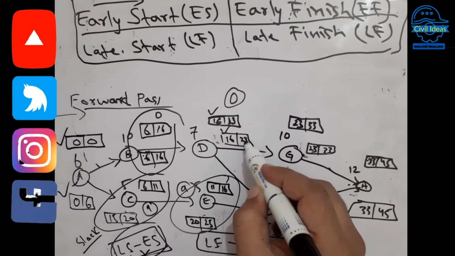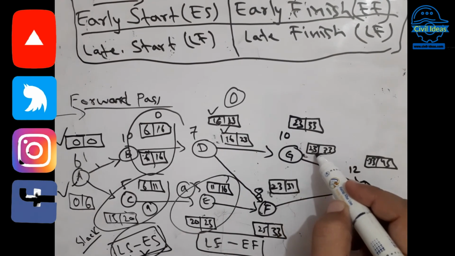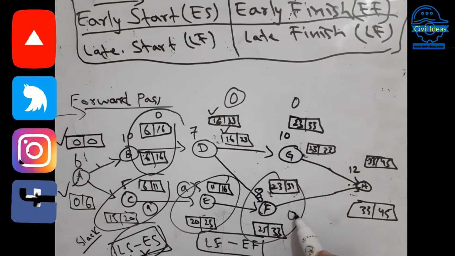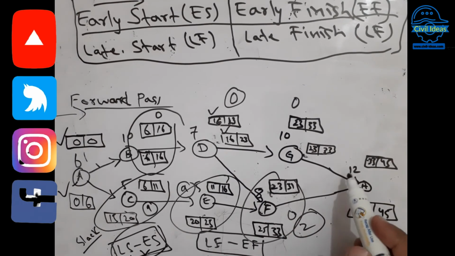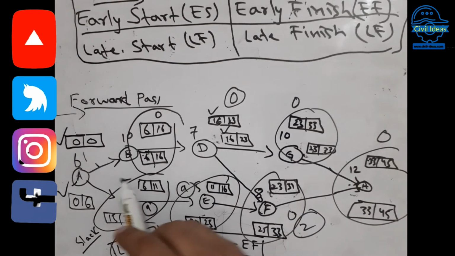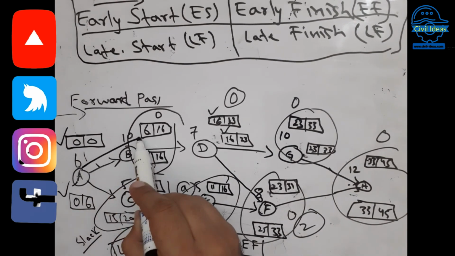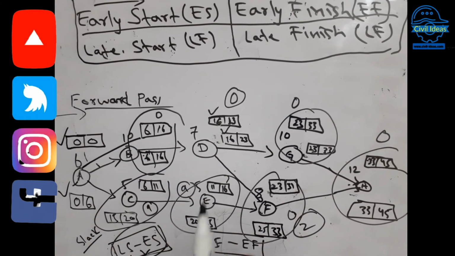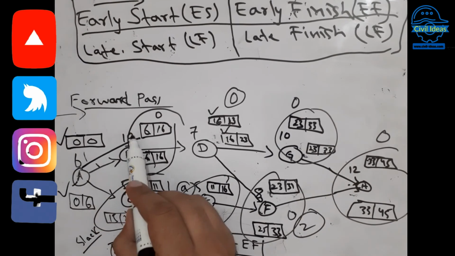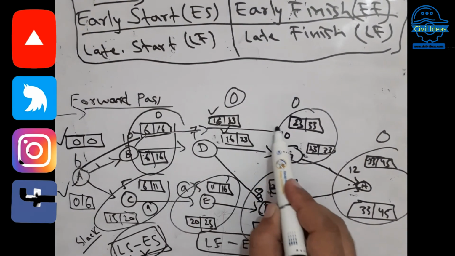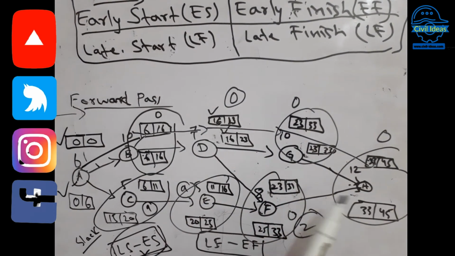You can also subtract this one. And 23 minus 23 is 0. And here you can see 25 minus 23, there is 2. There is also slack, and there is 0, and here you have 0. So now here we have to track the path which has 0 slack. Okay, now this one, here the 0, there is the 0, 0, 0, 0. So this is the critical path.